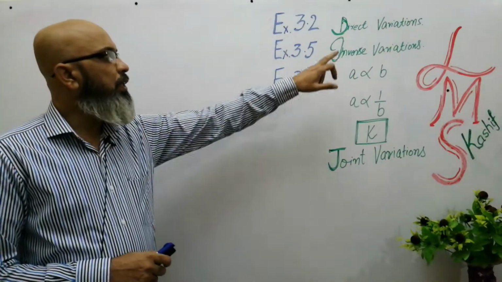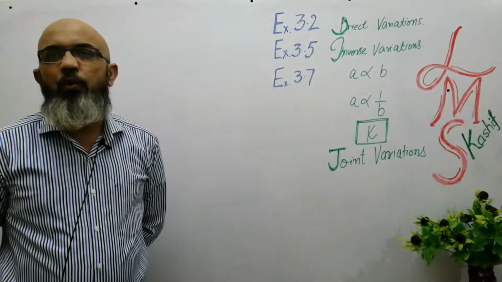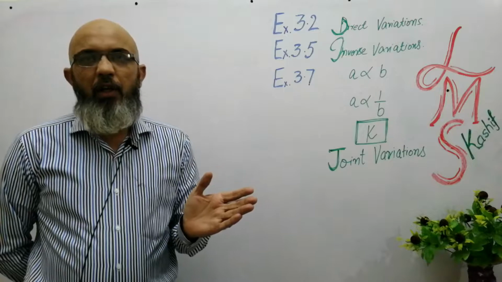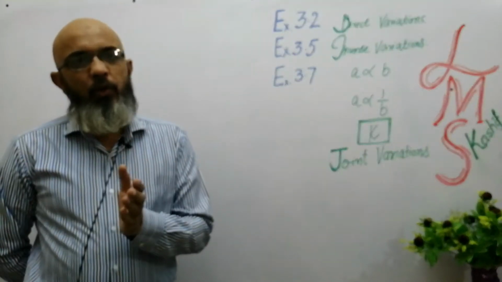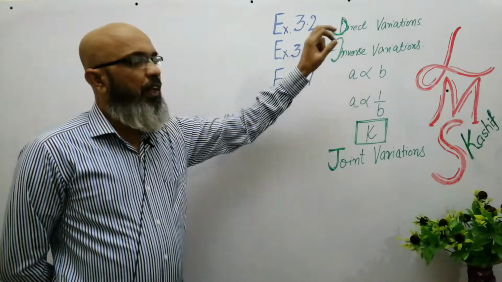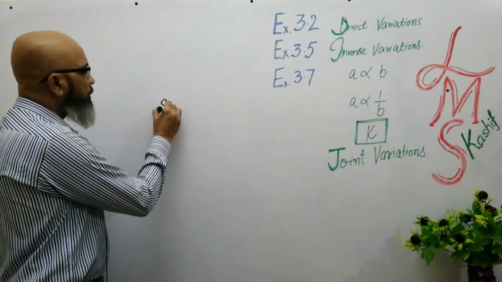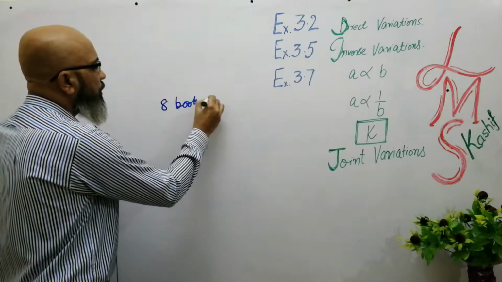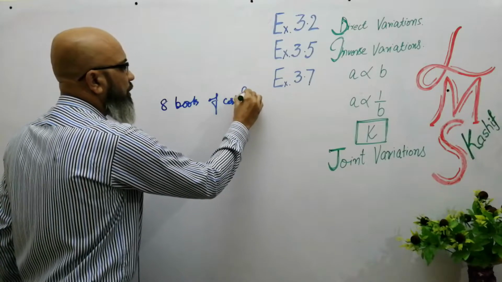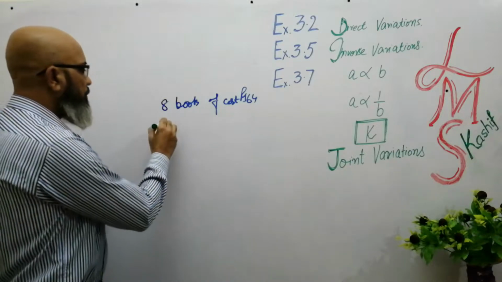First of all, what is direct variation and what is inverse variation? Direct variation means two quantities are related in such a way that an increase or decrease in one quantity causes the increase or decrease in the other quantity. First we discuss direct variation; we can understand it with an example. If you buy 8 books of cost 64 rupees, what will be the cost of 10 books?